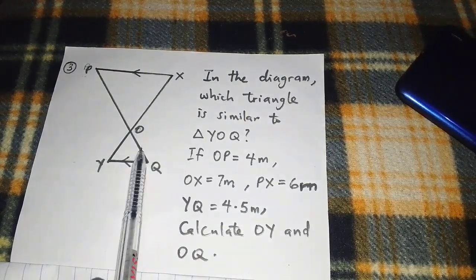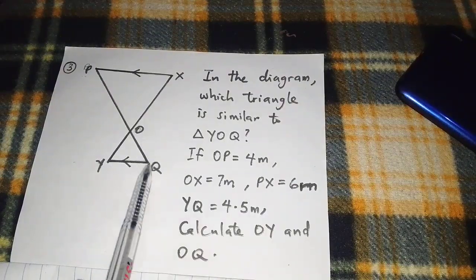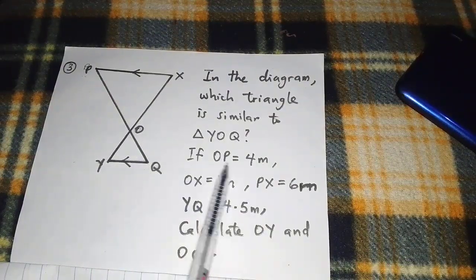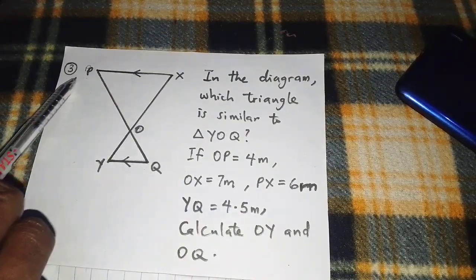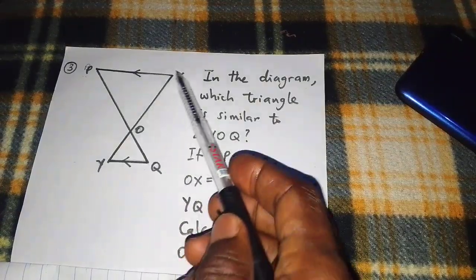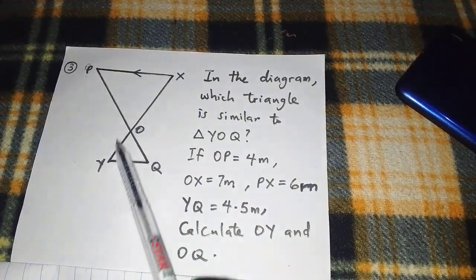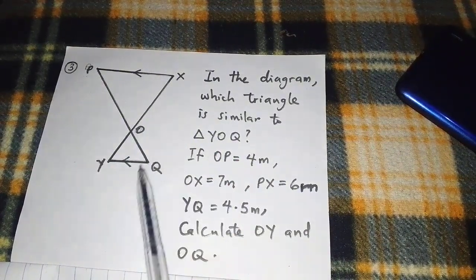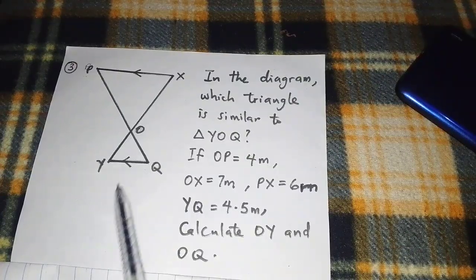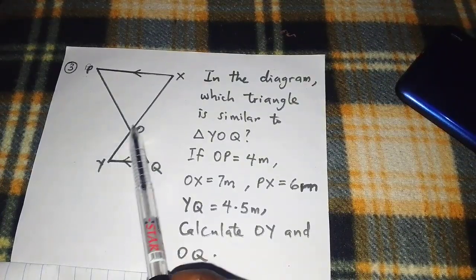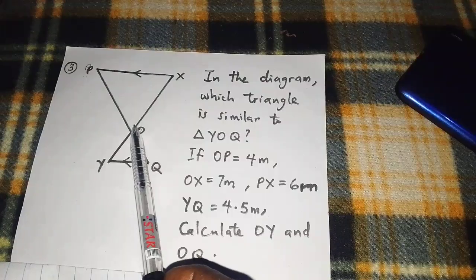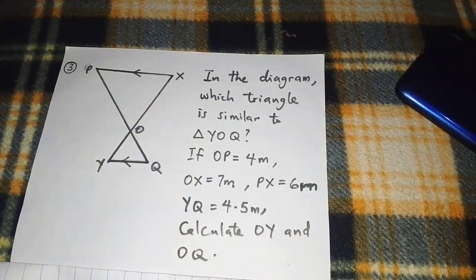So we want to look at the way YOQ is similar. If OP is 4 meters, OX is 7, PX is 6, YQ is 4.5. Calculate OY and OQ, this side and this side.